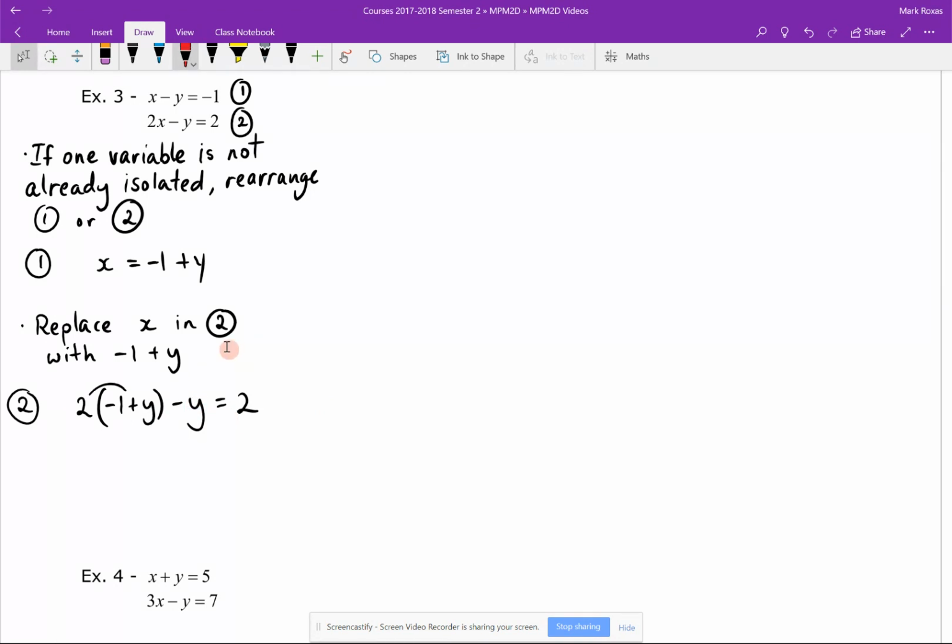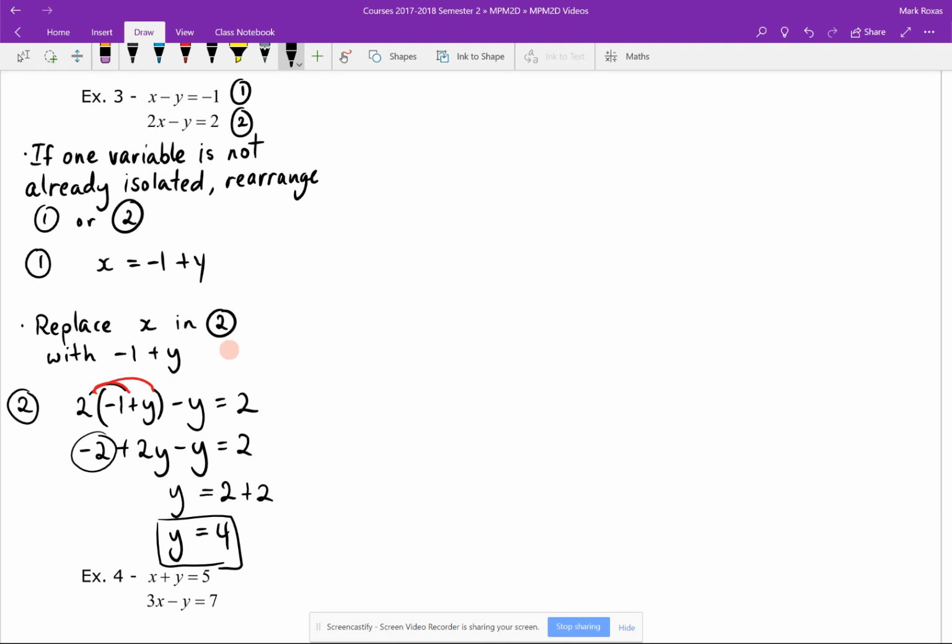Don't forget you have to distribute here. So 2 times -1 is -2. 2 times y is plus 2y. Minus y equals 2. If I collect like terms, 2y minus y is just y. And if I add 2 to both sides, I can cancel this 2 on this one. And then I have 2 plus 2. And so y equals 4. So there's my y.